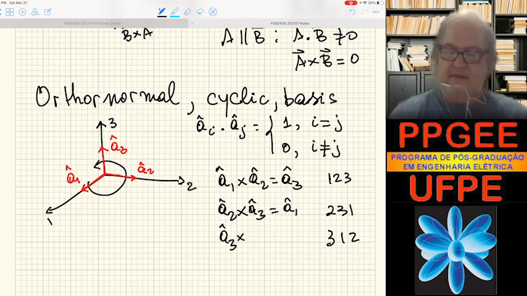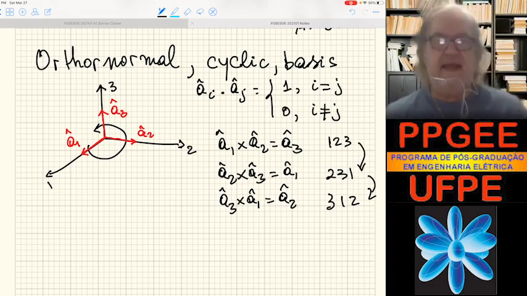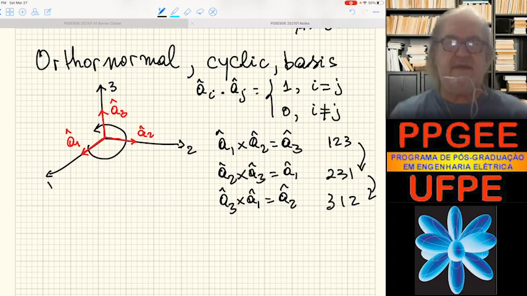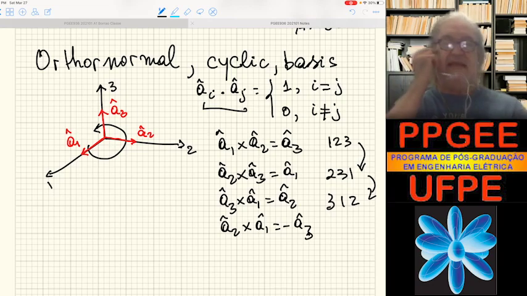A3 cross A1 generates the second one, A2, right? And so on. All the cyclic permutations in this sequence, 1, 2, 3, produce the third basis vector. If I violate that, I mean, if I repeat indices, for instance, the result is 0, right? I mean, you have a positive property relative to the dot product. Now, if I violate the cyclic order, then I have a negative result, minus A3. So that's a cyclic basis.